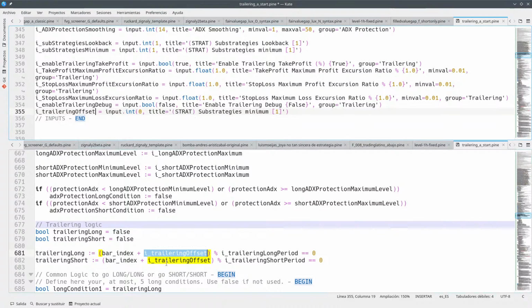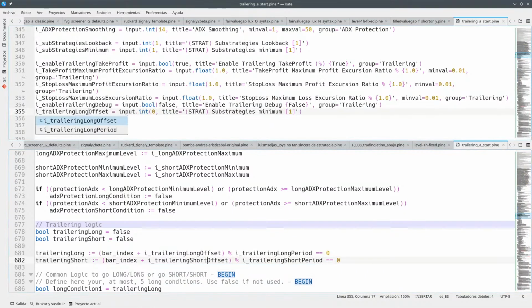Why would you have a long offset and a short offset if you don't want them to be on the same thing? Okay, let's do a long offset, and the period should be the same thing, isn't it? Otherwise, why would you? You're not supposed to use any of this, but you know.